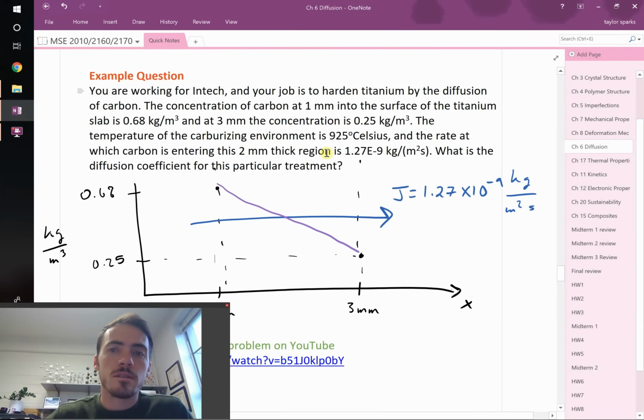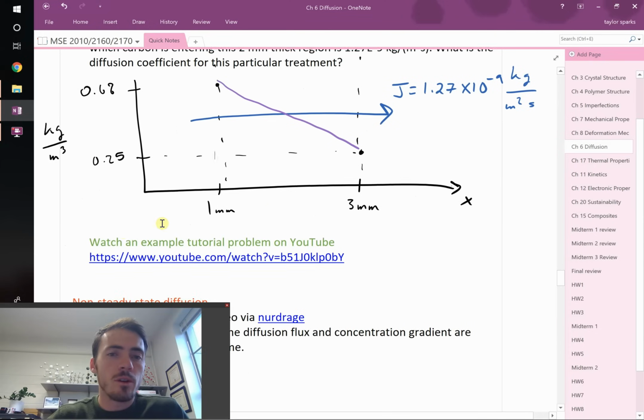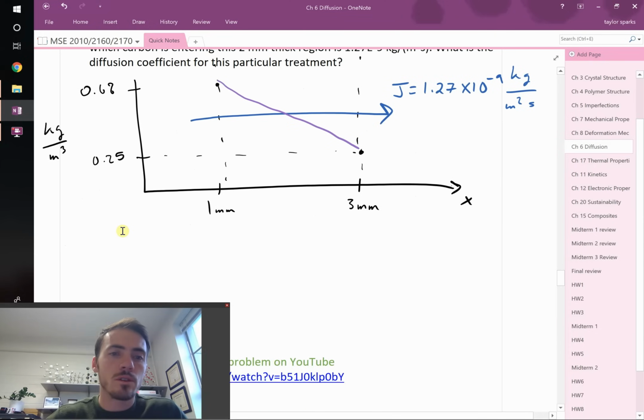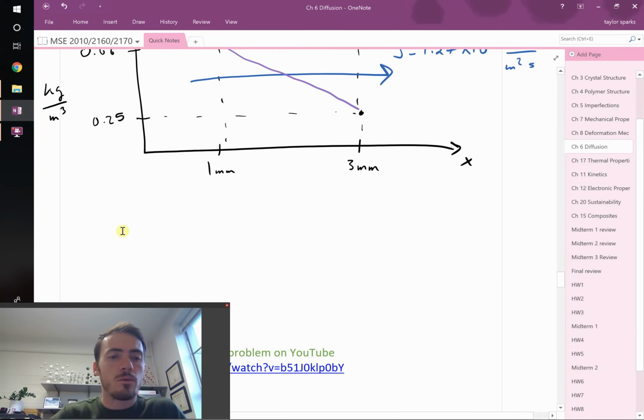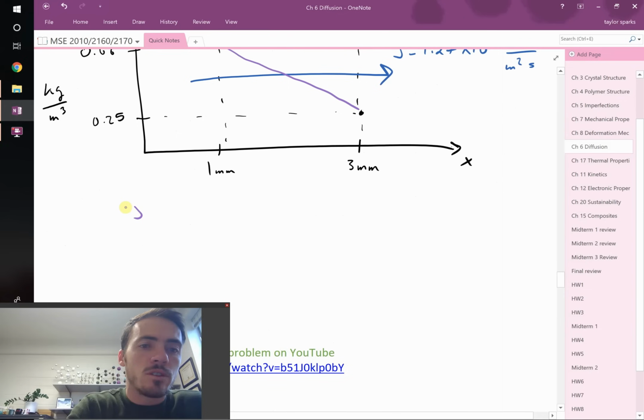It then says, what is the diffusion coefficient for this particular treatment? Okay, so they want us to figure out what is the diffusion coefficient. They're not going to give it to us. So easy enough, we're going to use Fick's first law, and we will say that J, our flux, is equal to minus the diffusion coefficient multiplied by the concentration gradient, dC/dx.